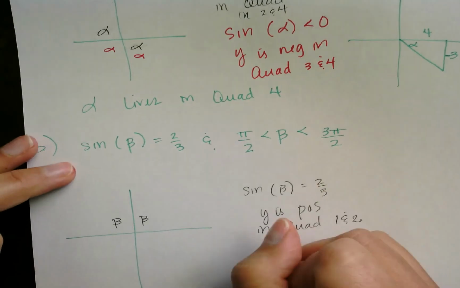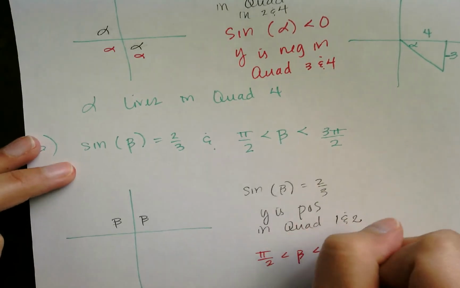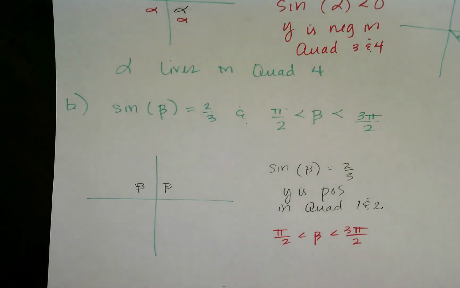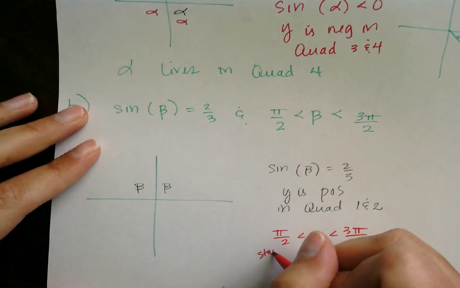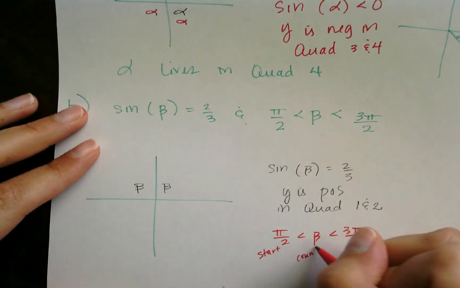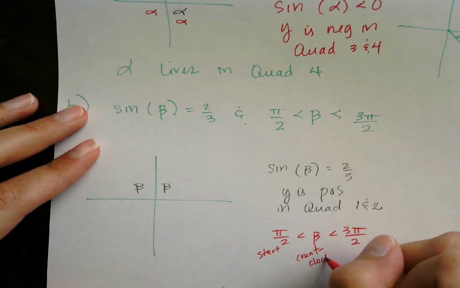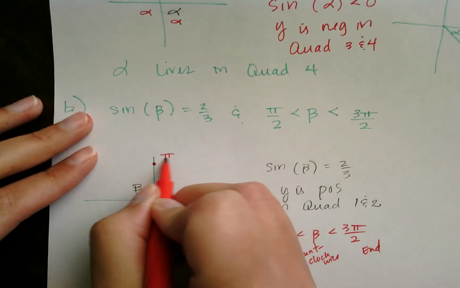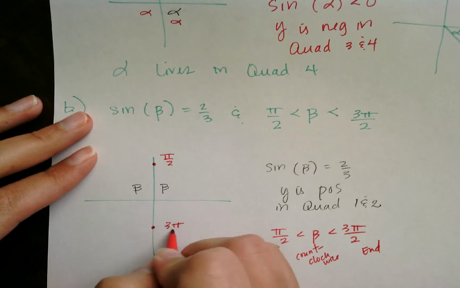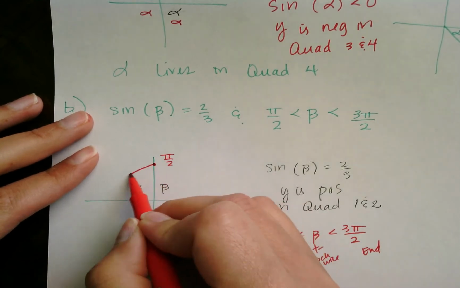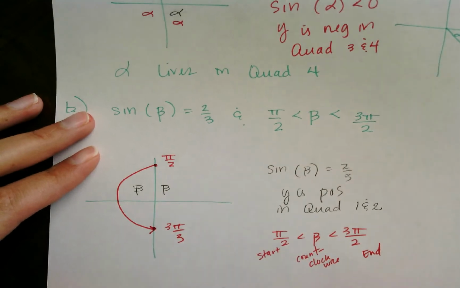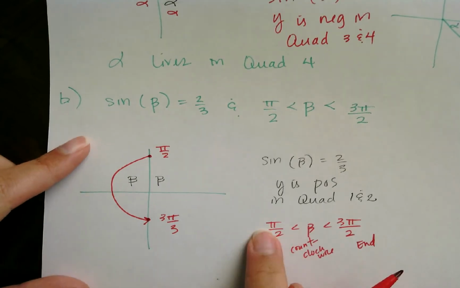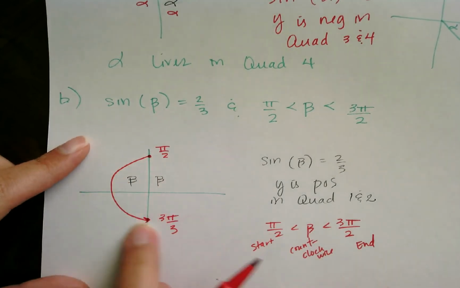And the second piece of information says beta lives between pi over 2 and 3 pi over 2. Okay, so this is where you start, and you go counterclockwise right around the unit circle, and this is where you end. So here's pi over 2, here's 3 pi over 2, and you start at the smallest value and go around. So it's saying beta lives between these two. That's how you interpret that. Smallest, largest. So that's where you start, draw your angle, go around.